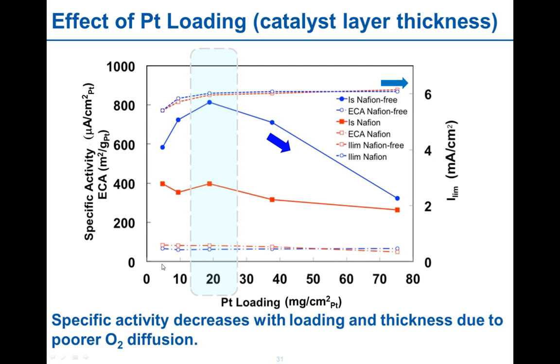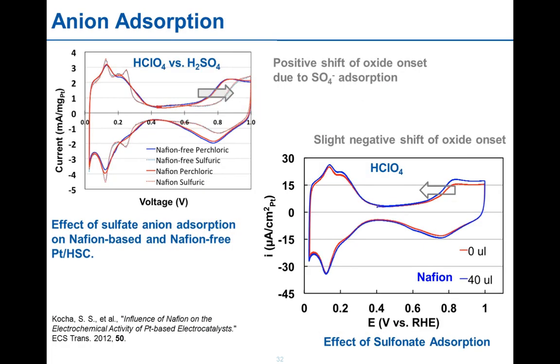Now I want to say that the data in the low loadings, we have more recent data that is better. When we took this data, the films were not of very high quality. As you can see, the limiting current started going down because the entire surface of the electrode was not covered with catalyst. But if you can make better electrodes with low loadings and thinner films, the red curve, for example, becomes linear and keeps increasing for quite a while.